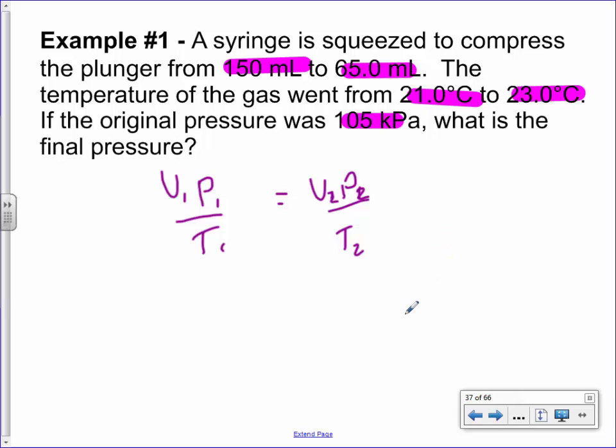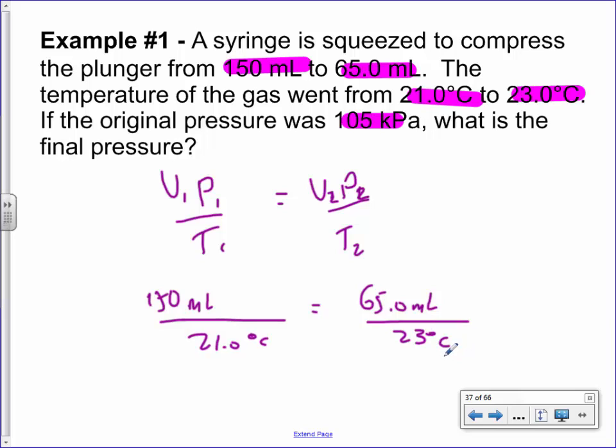By the way, write this down somewhere later, right? So let's plug in what we know. A syringe is squeezed and compressed from 150 to 65. So where's the 150 go? Yeah, this side here. And then the 65.0 is on this side here. Temperature went from 21 to 23. So I put 21 right here and 23 right here.